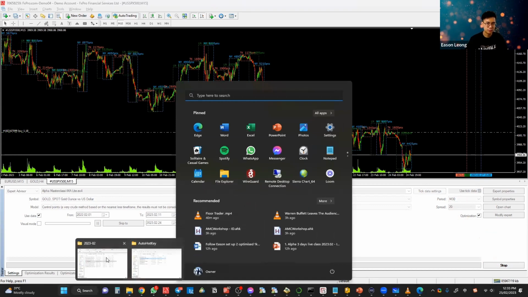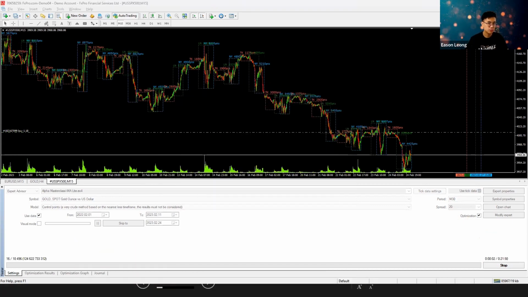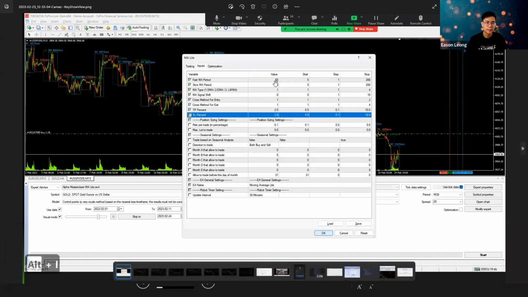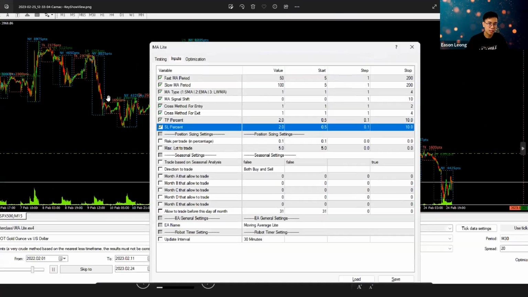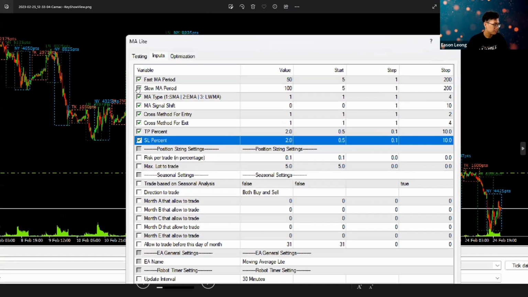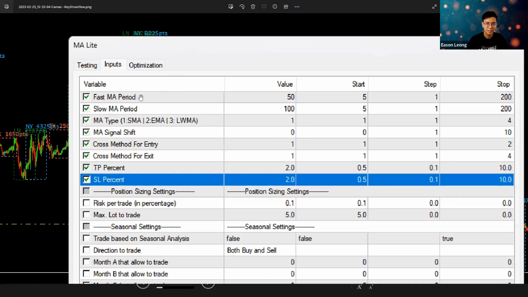Okay, so right now let's go to my screenshot there and I explain first how this works. The fast moving average and the slow moving average mean the red line and the blue line, right? Moving average type includes three options. Number one is the SMA. Number two is EMA, and number three is linear weighted moving average. Linear weighted is the one that I'm showing just now. So you can do optimization from 1 to 3.